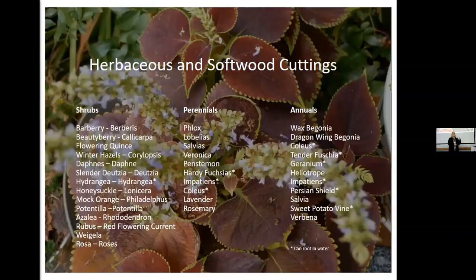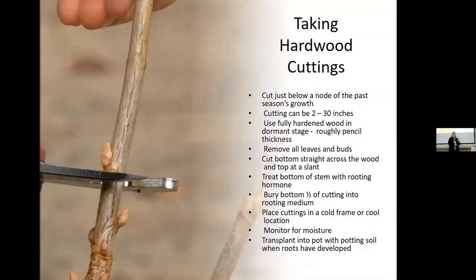Okay, this is in the handout, so I won't focus on it. This is just some of the plants that work well for herbaceous and softwood cuttings. So that's in the handout material.